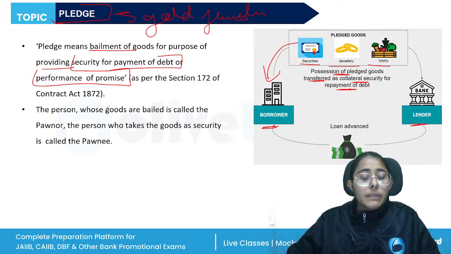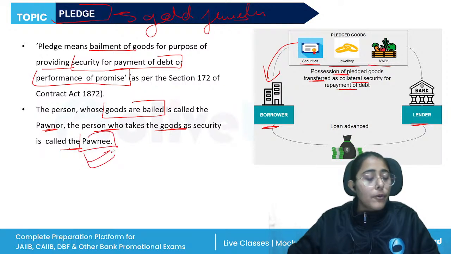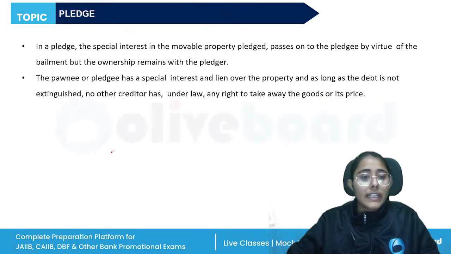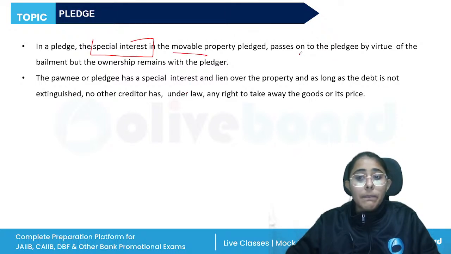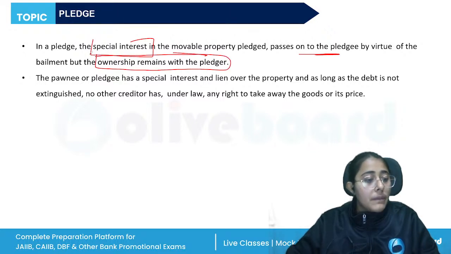All right. So the person whose goods are bailed is called the pawner, and the person who takes the goods as security is known as the pawnee. This is the pawner-pawnee relationship, which is similar to the bailer-bailee kind of relationship, the bailment of goods for the purpose of providing security. So a special interest in the movable properties pledged passes to the pledgee by virtue of bailment, but the ownership remains with the pledger. The ownership is still with the pledger. The pledger can use it.